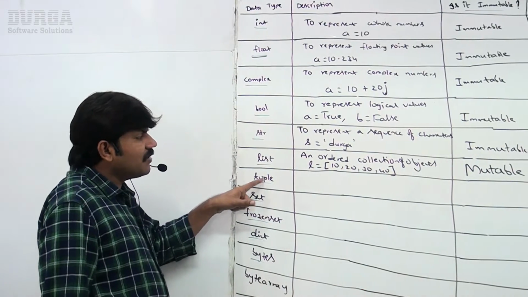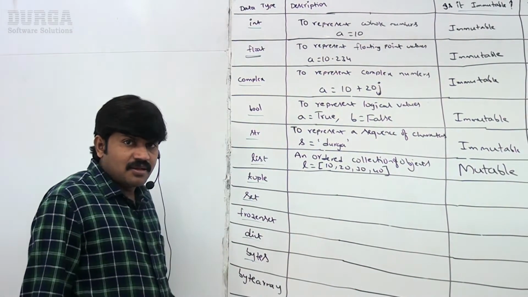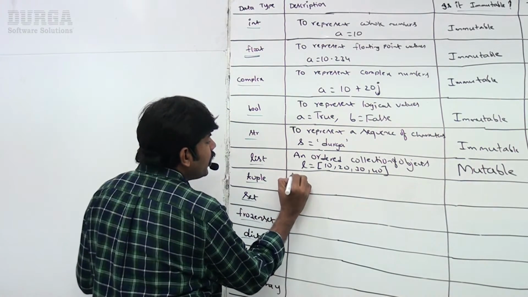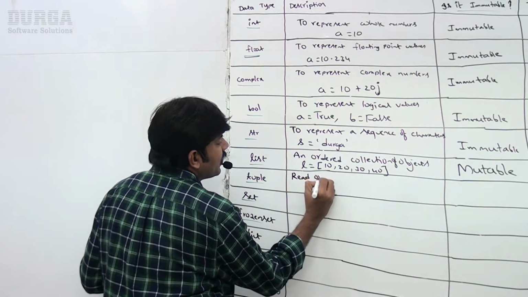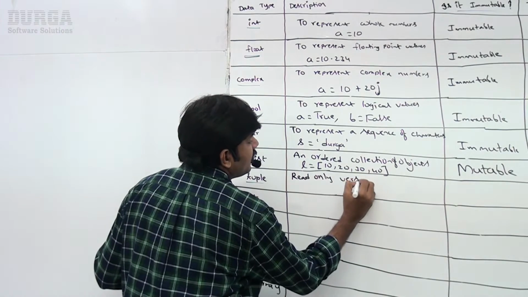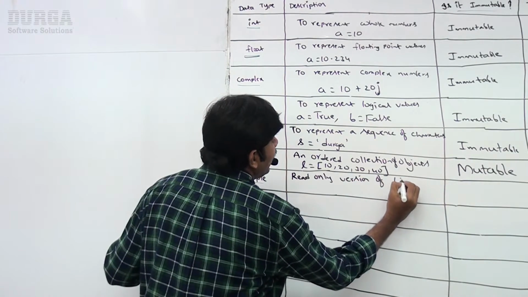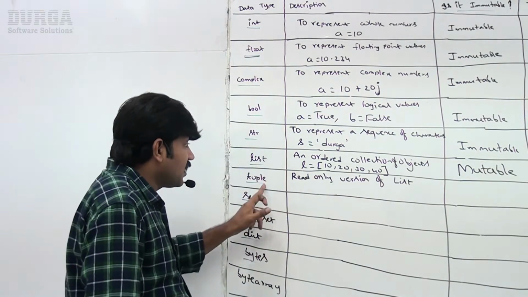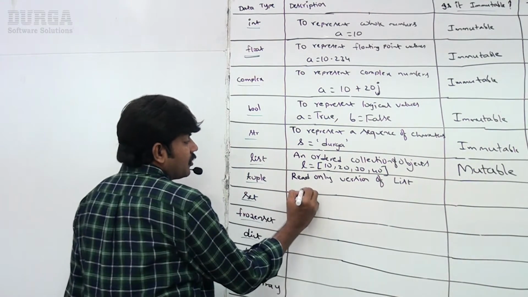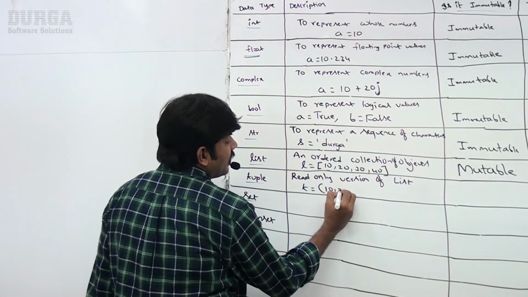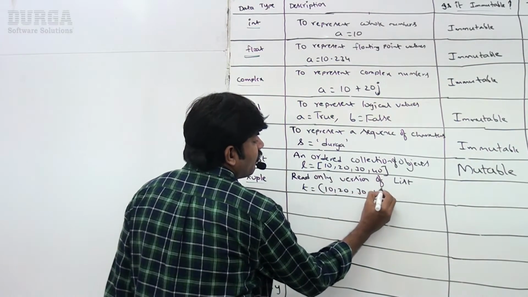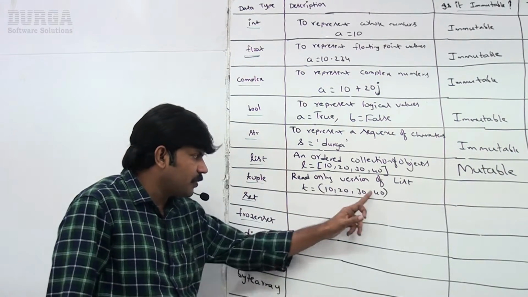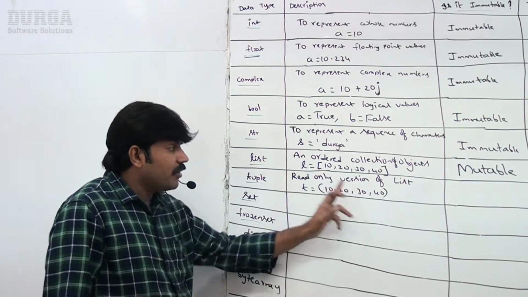Okay, well, sir, what about tuple, sir? It is exactly the same as a list, but the only difference is it is the read-only version of list. Read-only version of list itself is nothing but tuple, sir. How can you represent a tuple? 10, 20, 30, 40 within parentheses we are going to represent. I hope you people are aware. Within parentheses we have to represent, sir.